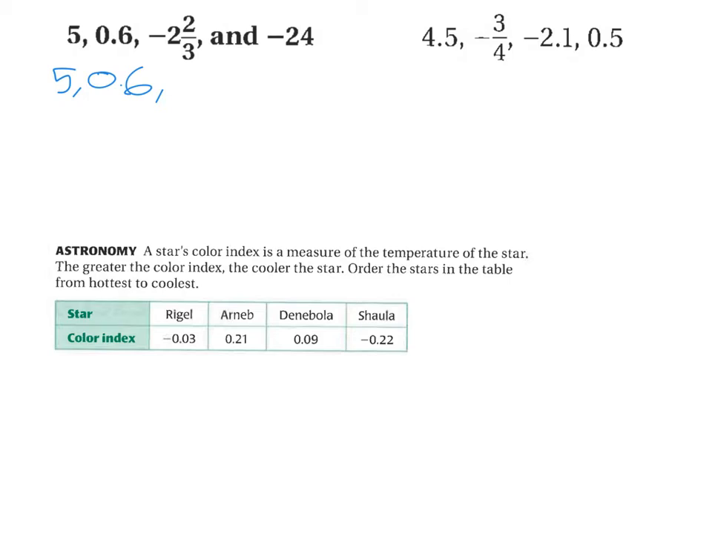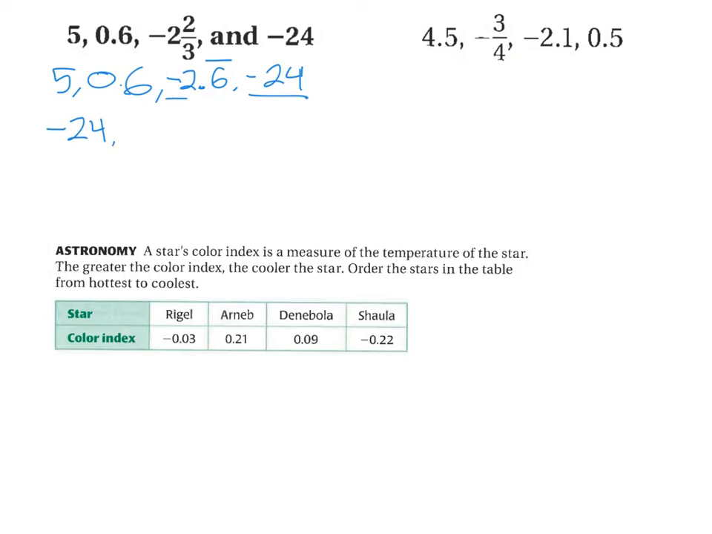So if we use that table I just gave, I can change this to -2, and that 2/3 is going to be 0.6, and the 6 repeats forever. And then we have -24. So now that I have everything written as an integer or a decimal, these are a lot easier to compare. So here I have -24. That's my most negative number. So that's going to come first. On my number line, that would be my most negative, my furthest left number.